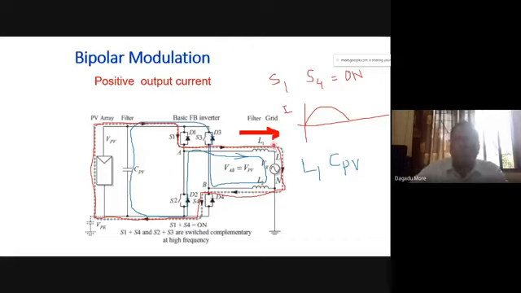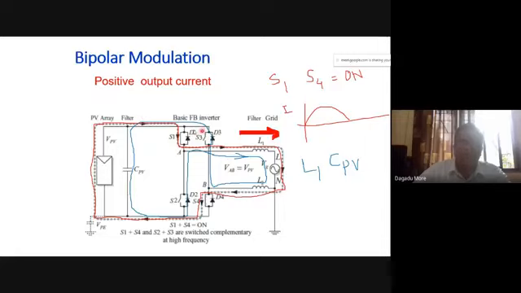Now here, what is the voltage across the inductor? Here we have seen that the voltage appearing across the inductor is either plus or minus. The voltage across the inductor varies from plus VDC to minus VDC, and from minus VDC to plus VDC. So this is another aspect. The voltage across the inductor varies from plus VPV to minus VPV. This is the operation whenever we have a positive output current.